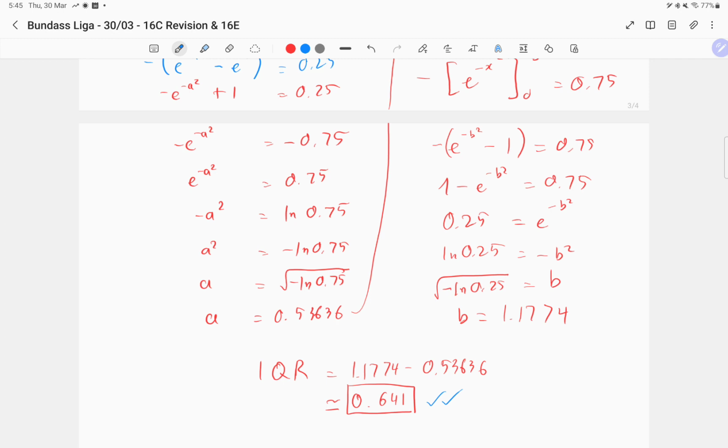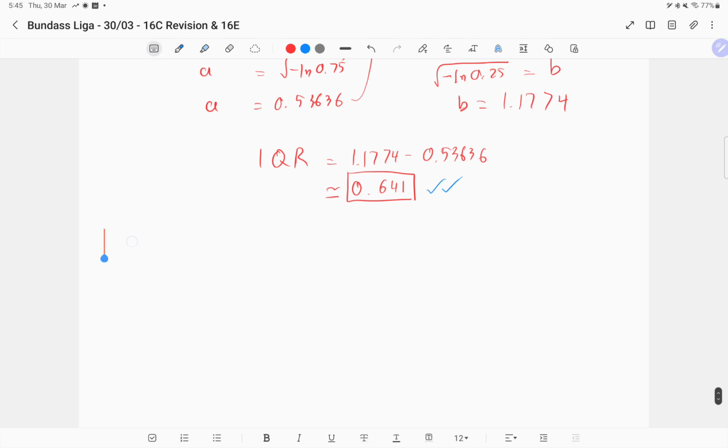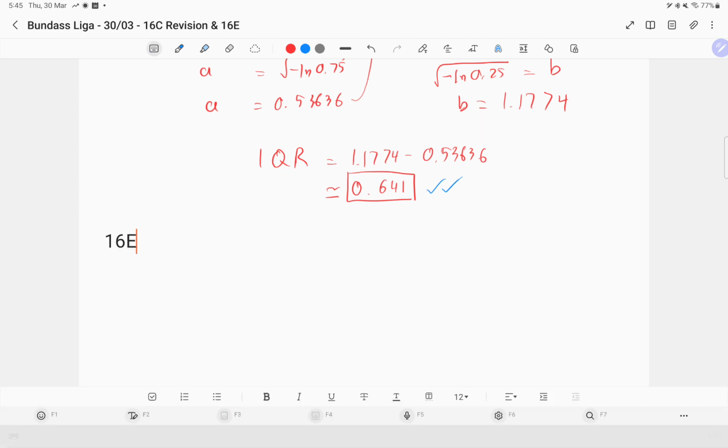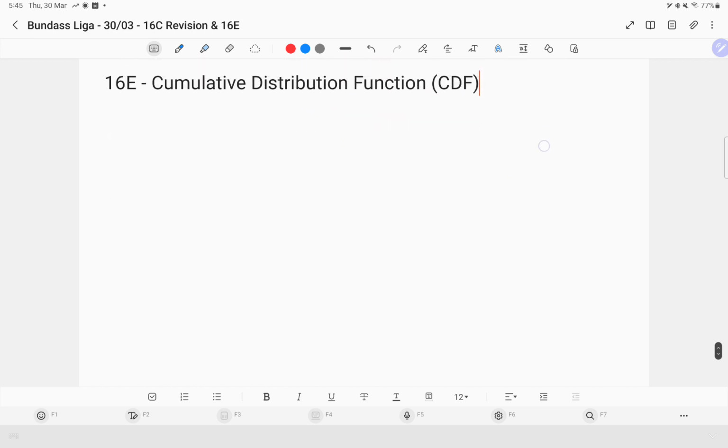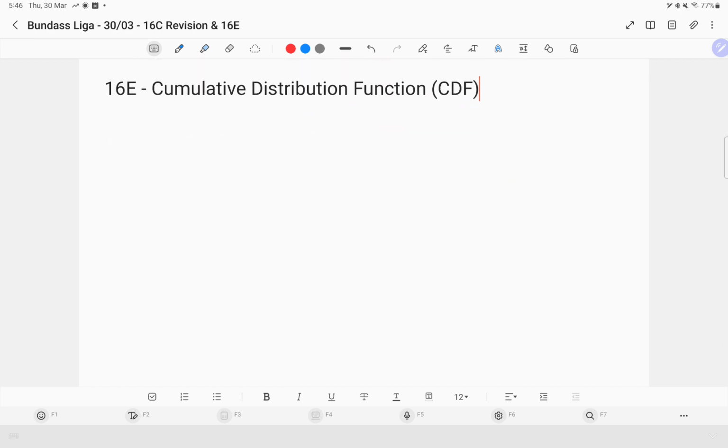So next, we're going on to the chapter, 16e, cumulative distribution function, also called CDF. Remember how you guys learned the PDF, the probability density function? Now it's the cumulative distribution function. It's a little bit different.